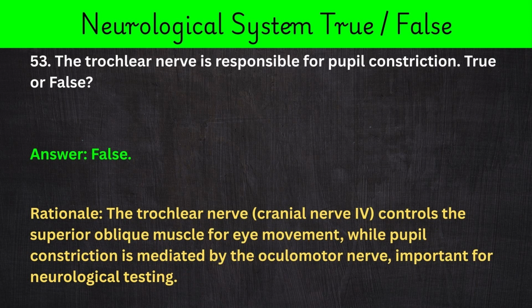53. The trochlear nerve is responsible for pupil constriction. True or false? Answer: false. Rationale: the trochlear nerve, cranial nerve 4, controls the superior oblique muscle for eye movement, while pupil constriction is mediated by the oculomotor nerve, important for neurological testing.